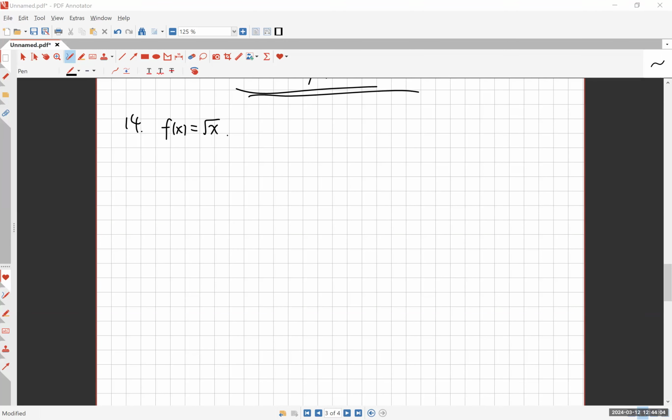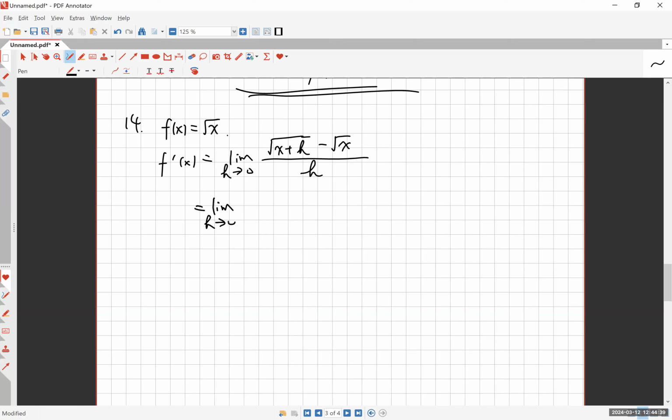All right, so now let's go to the second section, and then we'll start at number 14. Using the definition of the derivative, find the derivative of square root of x. Because it says use the definition, you have to use the limit as h approaches 0 of f of x plus h, that would be the square root of x plus h, minus the square root of x, all over h. So this is the limit we have to find.